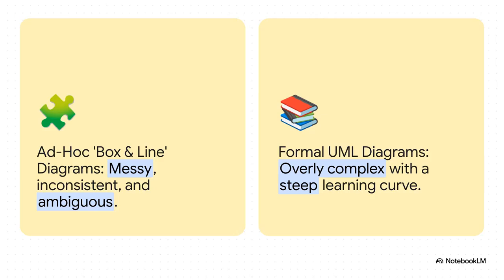Yeah, you've got two bad options, really. On the one hand, you have those random box and line diagrams you sketch on a whiteboard. They're fast, sure, but they end up being a total mess, inconsistent, confusing, and impossible to maintain. Then, on the other extreme, you have formal stuff like UML. And with 14 different diagram types, the learning curve is insane. They just end up becoming these outdated artifacts that nobody ever looks at.